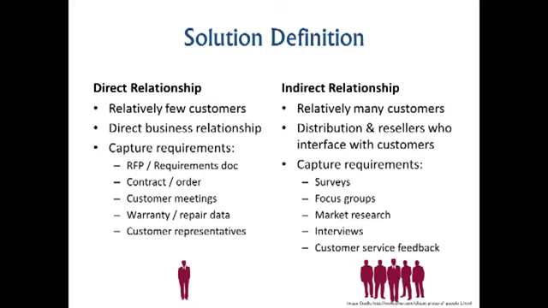Because I have a small market that I'm going after, what my product does is going to be defined by their request for proposals, or RFPs. Any contracts or orders that they place will specify in excruciating detail exactly what my product needs to be able to do. I can have meetings with my customers because there's not that many customers. And issues such as warranty or repair data, and also customer representatives, are other great sources of information. And this is all possible because there's not that many customers for my product.